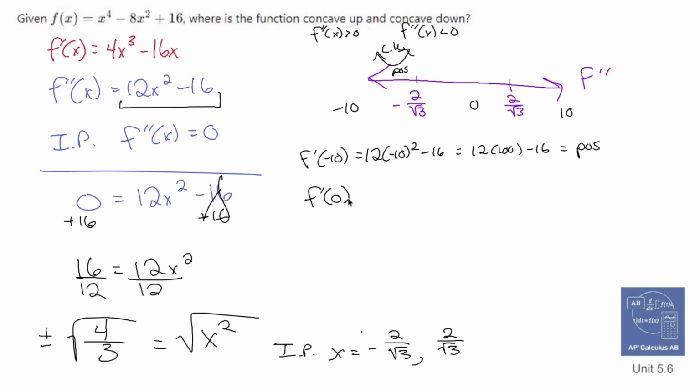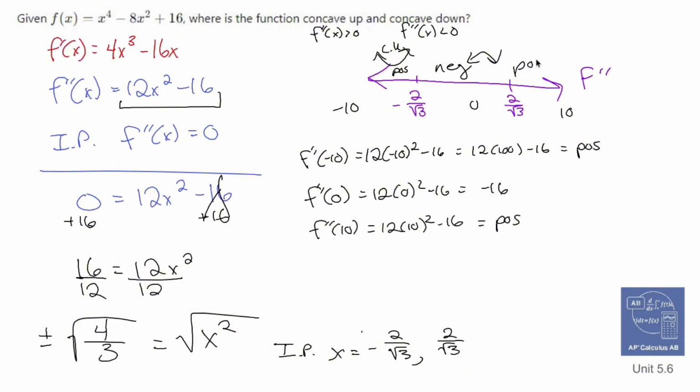Let's plug in 0. f double prime of 0 is going to be 12 times 0 squared minus 16, which is going to be negative 16. You're negative, which means you're going to be concave down. If I plug in positive 10, f double prime of 10 is going to be 12 times positive 10 squared minus 16, which is going to give us the same exact thing as up here, so you're also positive, concave up.